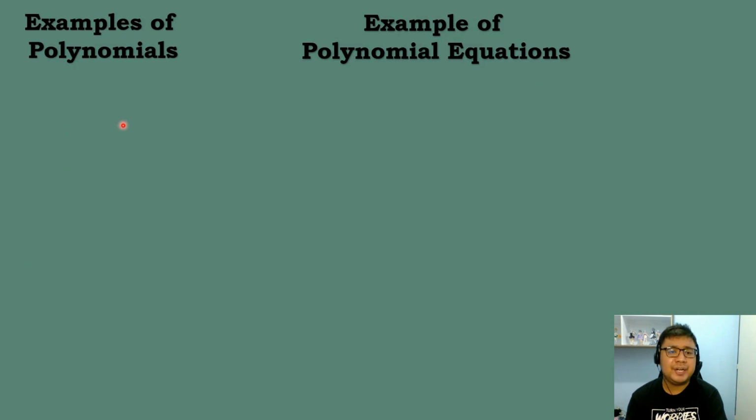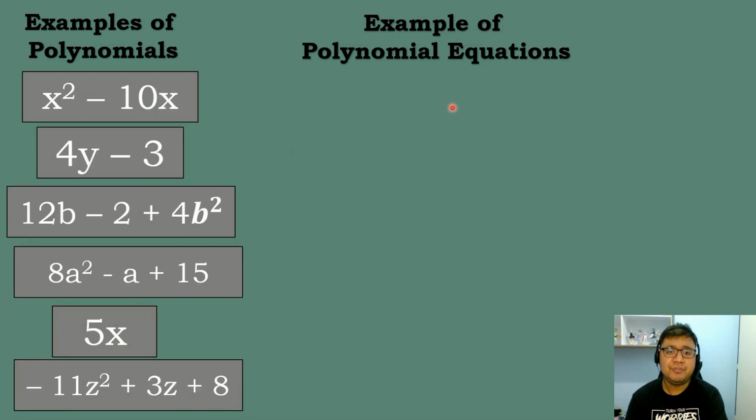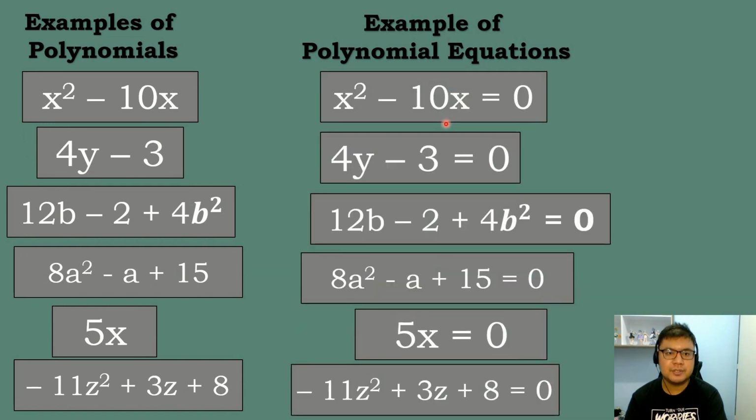So I have here different examples of polynomials and different examples of polynomial equations. As you can notice, the only difference is that a polynomial equation is just equated to 0. x squared minus 10x is an example of a polynomial, while x squared minus 10x is equal to 0 is an example of a polynomial equation. So the difference between polynomials and polynomial equations is that a polynomial equation is equated to 0.